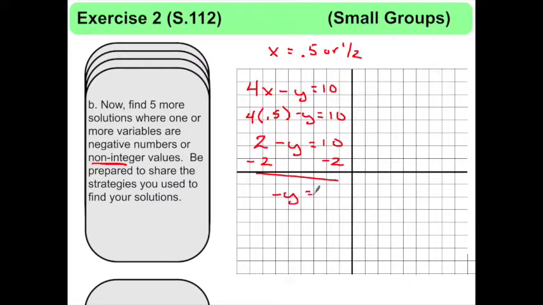So negative y would equal 8. And so I divide by negative 1, and y would equal negative 8. So we know that an additional point would be 0.5 comma negative 8.